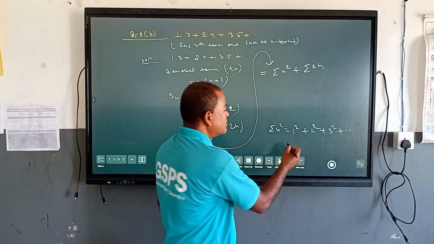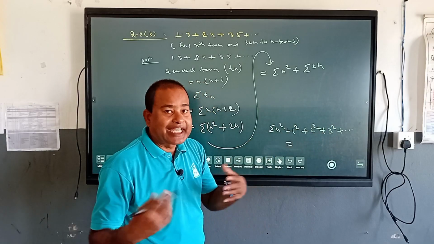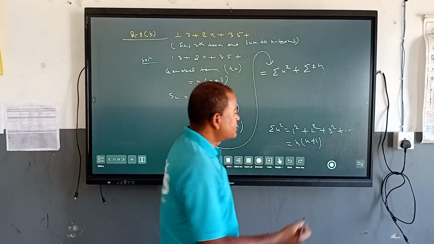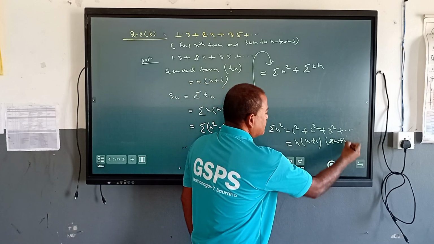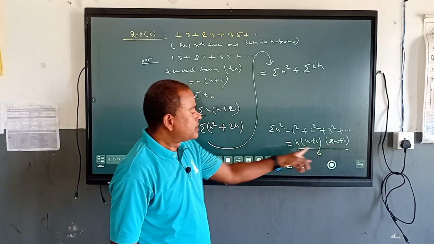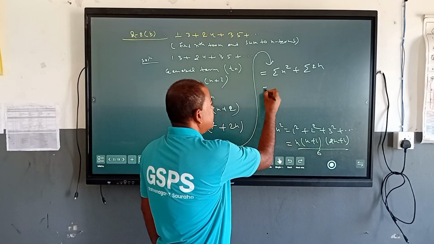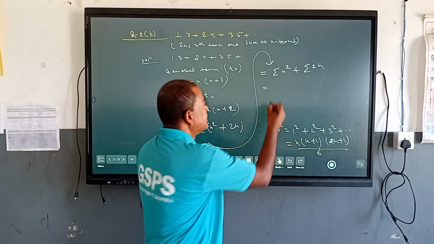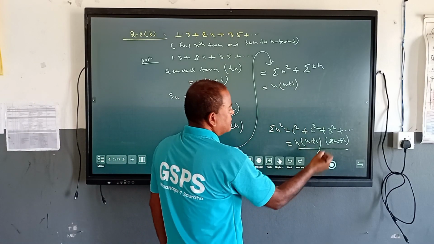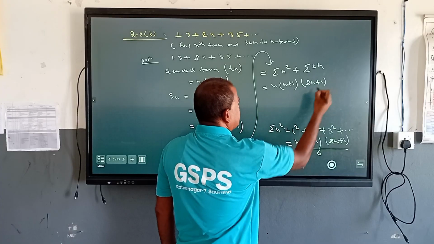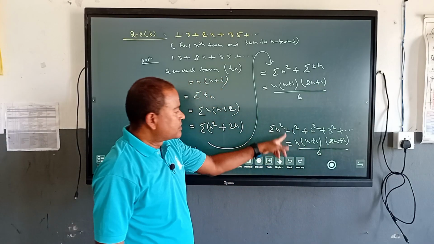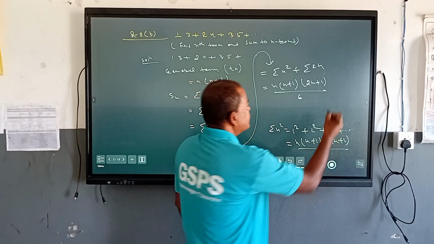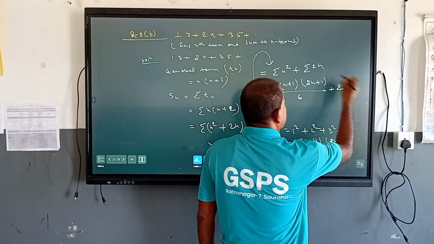We know that the sum of the squares of the first n natural numbers is given by the formula n times n plus 1 times 2n plus 1 over 6. Now, by using the formula of summation n square, we get n times n plus 1 times 2n plus 1 divided by 6, plus 2 times summation n.